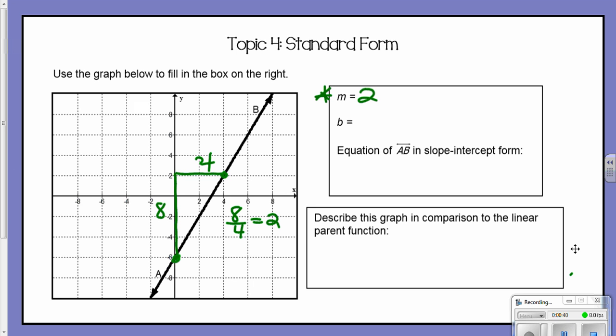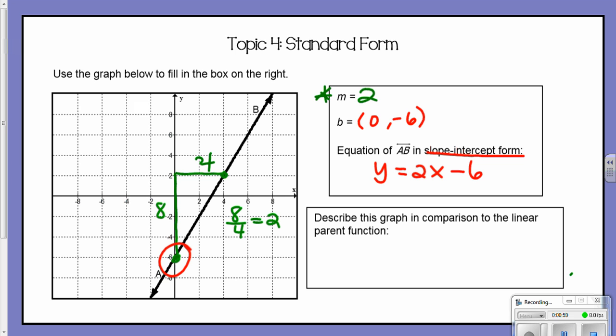Okay, so then my b, that's my y-intercept. I see right here that it crosses at negative 6. So (0, negative 6) will be my y-intercept. So to put it in slope-intercept form, super easy. I just plug those two things in. y = 2x minus 6.